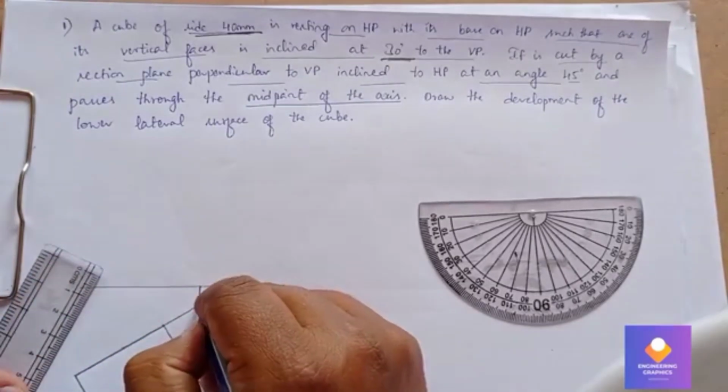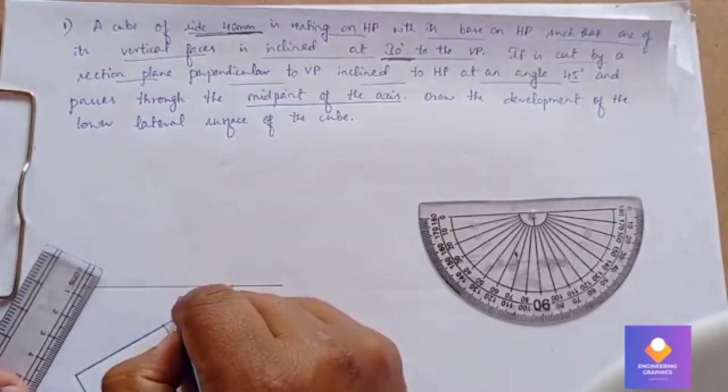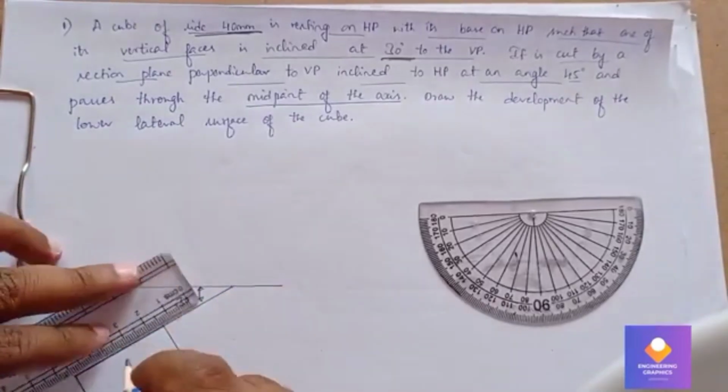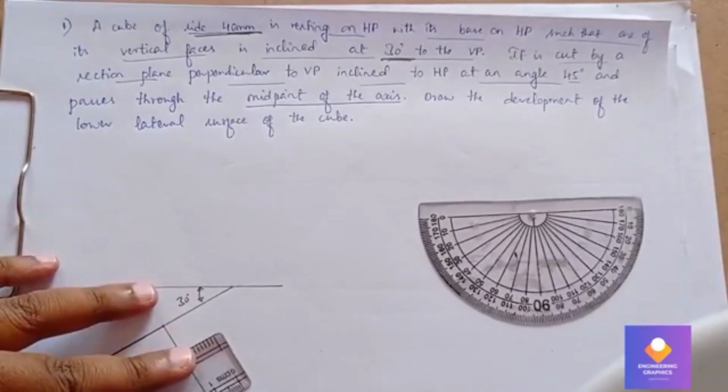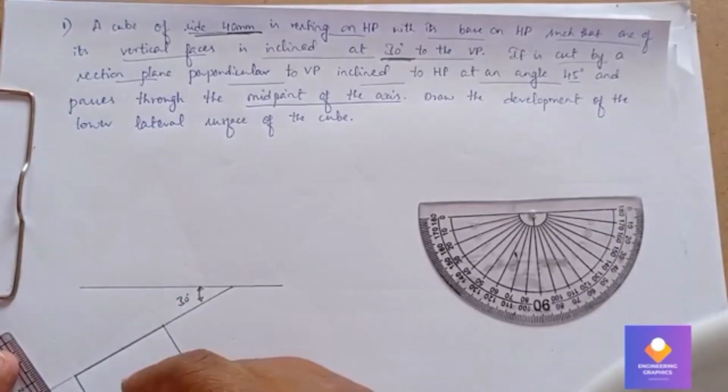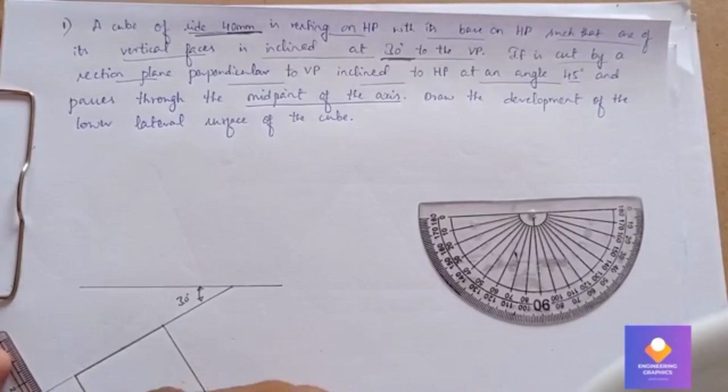So you can show the angle. The angle here we have taken is 30 degrees, right? So 30 degrees we have taken, and you can show the dimension on one side. So the one side dimension will be 40 here.